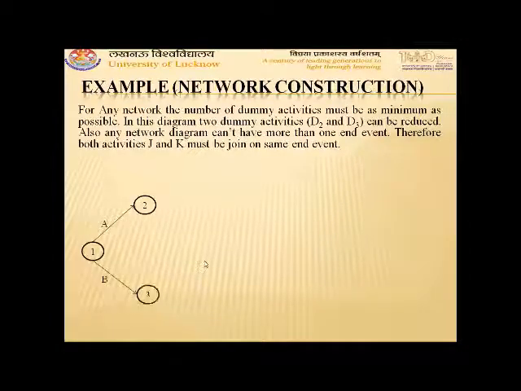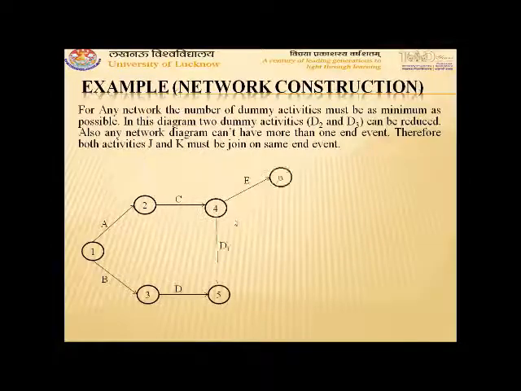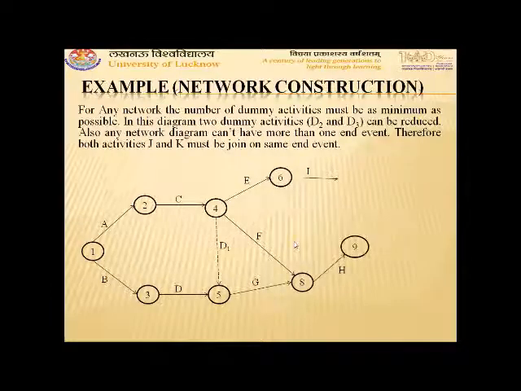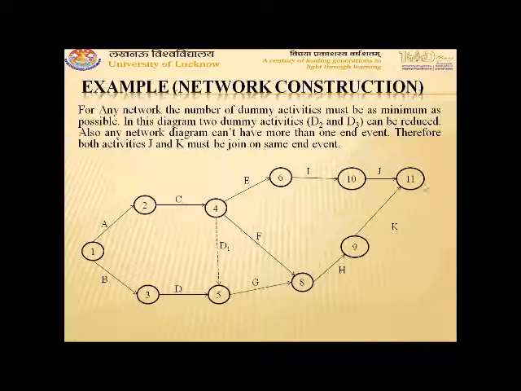First A, B, C, and D. Then from C, E, and F. Sorry, from C there is dummy activity T1, and then from C to F and D to G, two activities are drawn. So here you can see two dummies D2 and D3 are removed. Now then we go in forward direction to H, I, and J, and J and K are joined at same event. That means event 11.